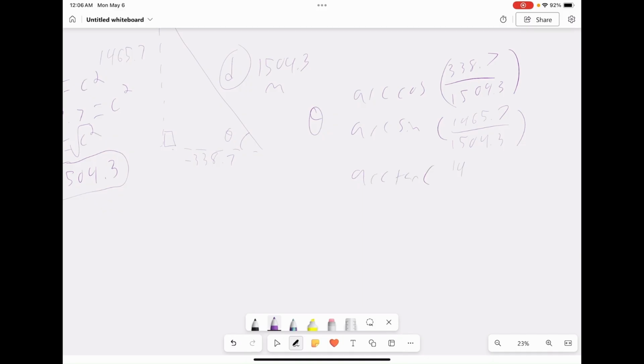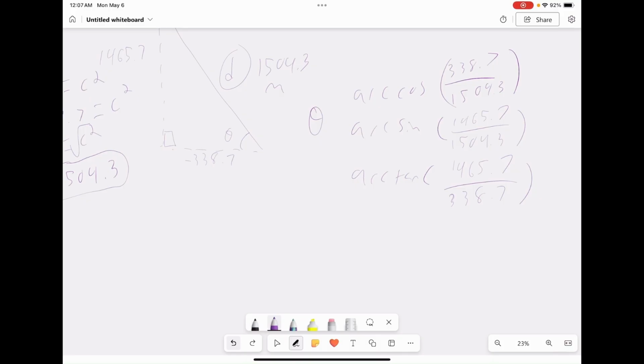of 1465.7 over 338.7. Now, by the way, when you're doing this, make sure you've gotten rid of your negative numbers. Remember, now that we're dealing with geometry, the negative sign is just showing us direction. It's not showing us the actual side length. So make sure that you have this and this being positive. But anyway, any of these three functions will give you the same thing. I will go ahead and check my calculator to see what the correct answer is. All of them are correct.